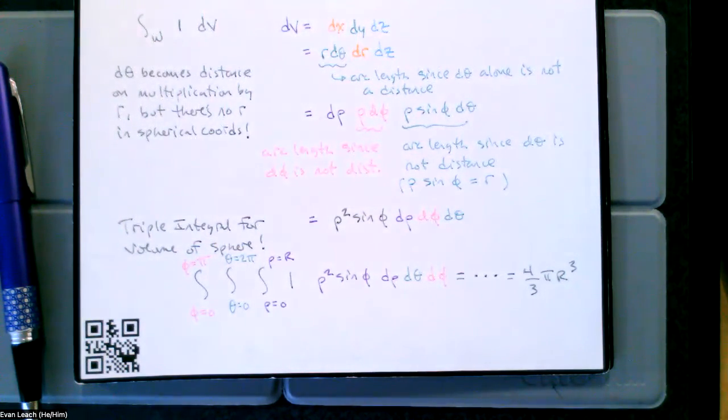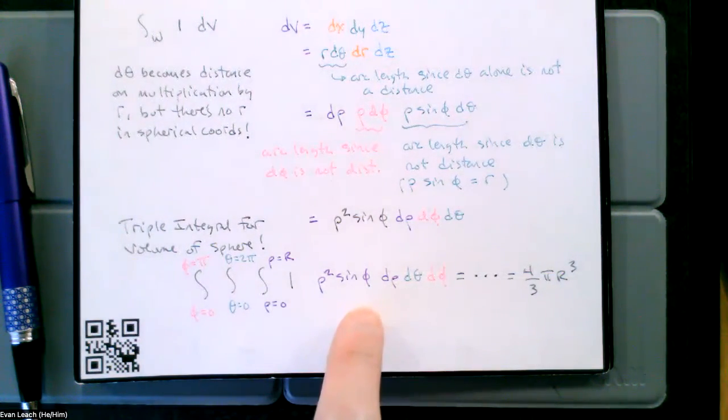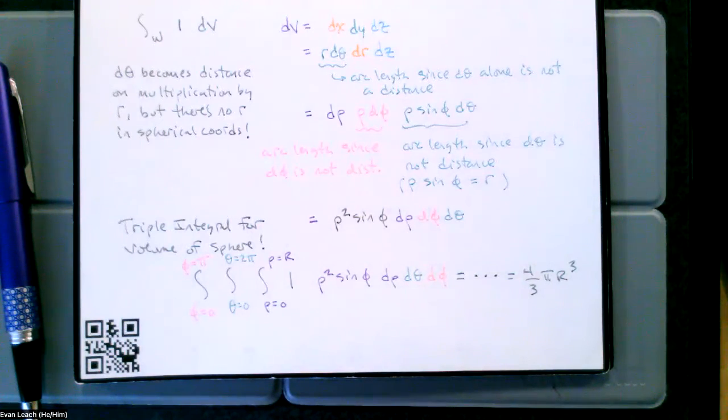If you want to make sure that you do understand what's going on, you have to be able to explain where the rho squared sine phi comes from, why we have to put it there. You have to explain why we're going from 0 to R in rho, 0 to 2 pi in theta, and from 0 to pi in phi. With that information, you've got to try to come up with a different way of describing this sphere in spherical coordinates. Here's the way I chose. Is there another? Probably, since I even brought it up in the first place.